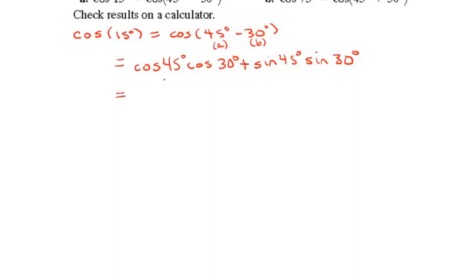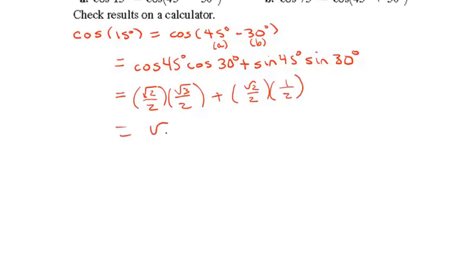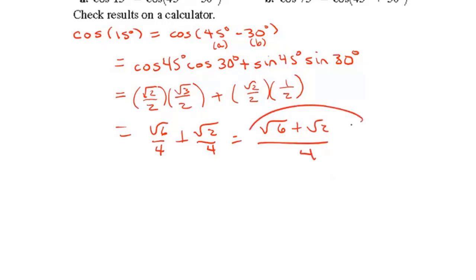So we can say, well, the cosine of 45 is what? Square root 2 over 2. Good. And cosine of 30 is? Square root 3 over 2. Perfect. And then the sine of 45? Radical 2 over 2. Good. And the sine of 30? 1/2. Perfect. So now I have the square root of 6 over 4 plus the square root of 2 over 4, which is equal to the square root of 6 plus the square root of 2, all over 4. And that's my final answer.